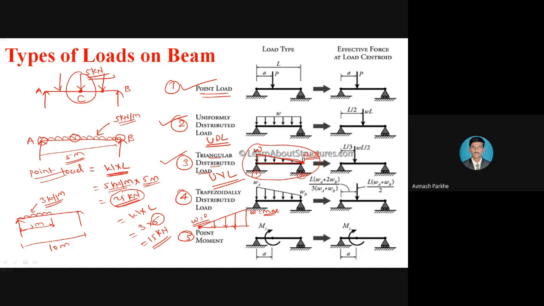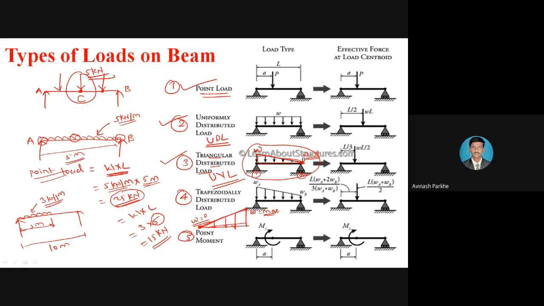That means at the left side, the load is 0. But when it is moving to the right side, it continuously increases. That means from the left to the right direction, the intensity of load increases at a constant rate. Therefore, your line is perfectly inclined.